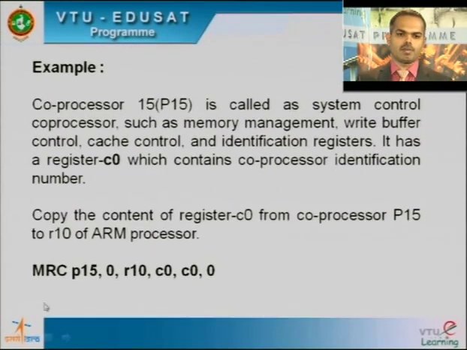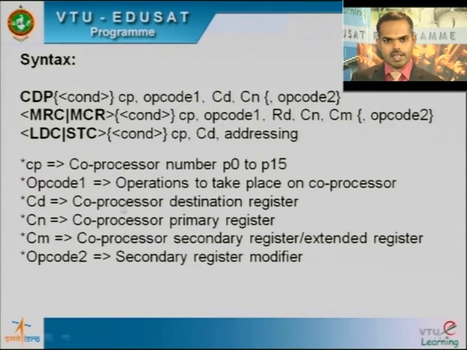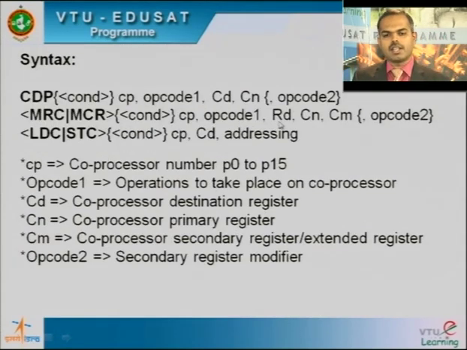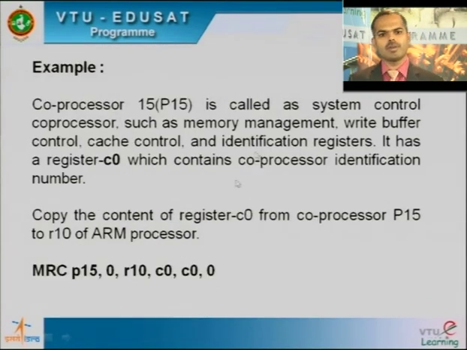The instruction is MRC P15. P15 is the coprocessor number. 0 stands for opcode 1, which is 0. Please see the previous slide. CP is P15, and in the opcode 1 position we are mentioning 0. Next we are mentioning R10. R10 is the destination register of the ARM processor core.